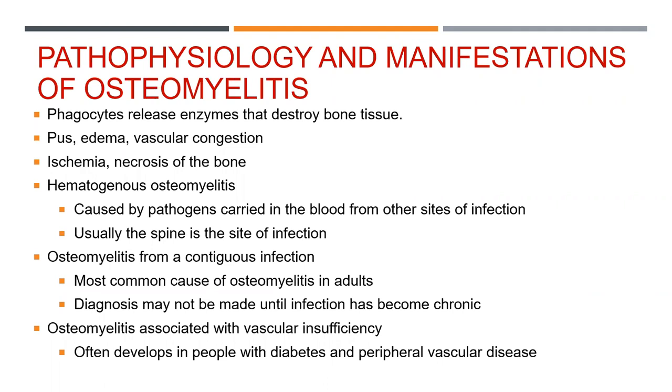Osteomyelitis, if we are exposed to the blood of somebody who has osteomyelitis, it can infect us, and it's a contiguous infection. What that means is once it's in one bone, it will start to spread into other bones. The diagnosis may be difficult to make, and it may not be made until it becomes chronic. Osteomyelitis often happens in people with peripheral vascular disease and also diabetes.